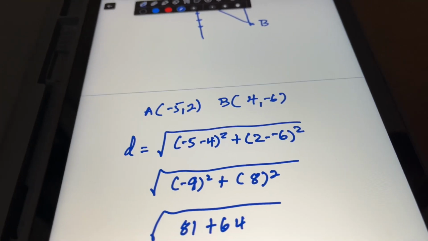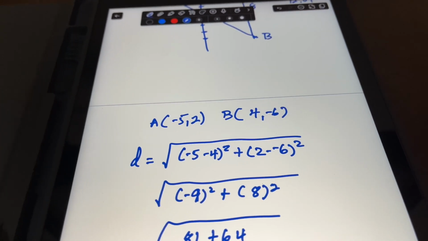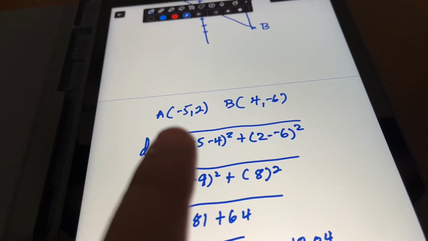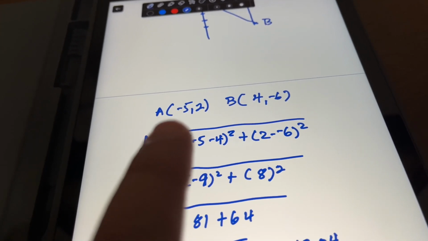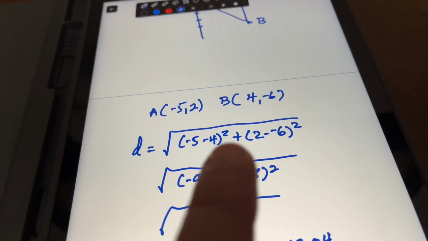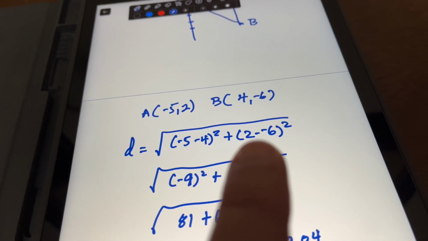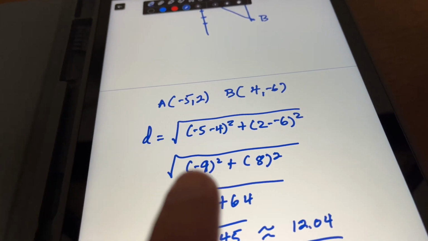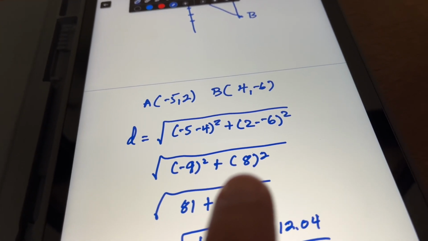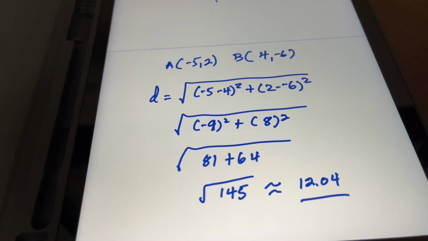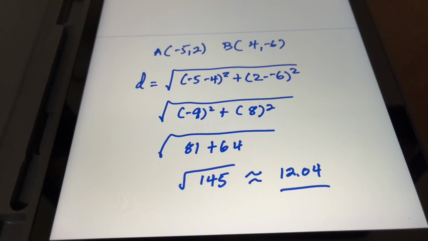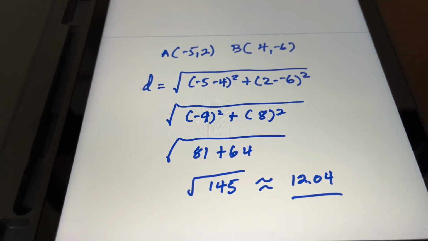But likely what I would do if you just gave me this problem is I wouldn't draw the graph at all. I would just take the 2 points, put them into this distance formula, which is the square root of subtracting the 2 x values squared plus the 2 y values subtracted from one another and squared. -5 minus 4 is -9. 2 minus -6 is 8. -9 in parentheses squared is 81. 8 squared is 64. There you go. You get the same answer, but just quicker without drawing the graph.